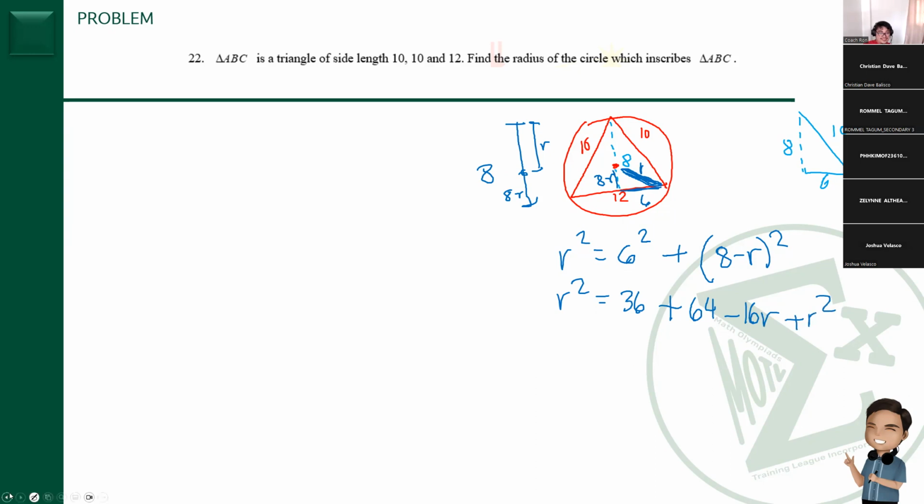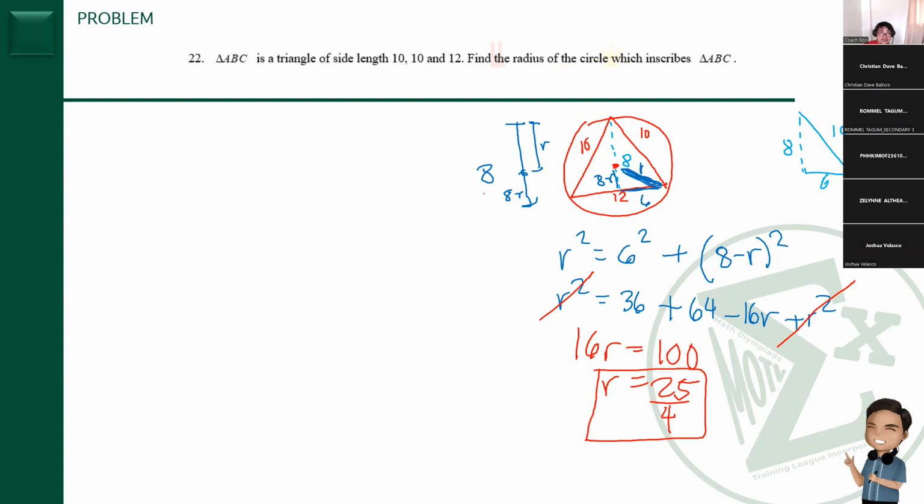All right. I just squared it because there's a square there. And I can cancel the r squared. So what's left now? 16r is 36 plus 64, which is 100. So r is gonna be 50 over 8, 25 over 4. That's your final answer.